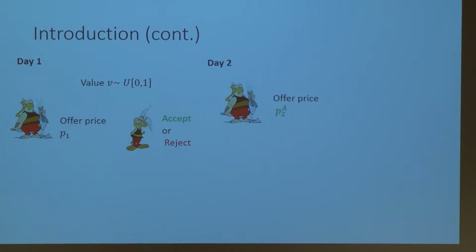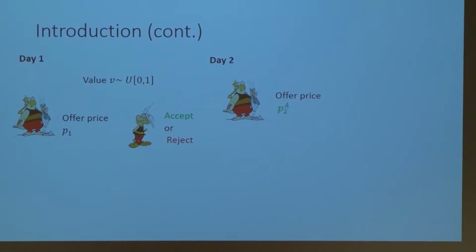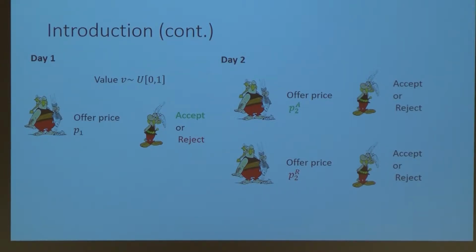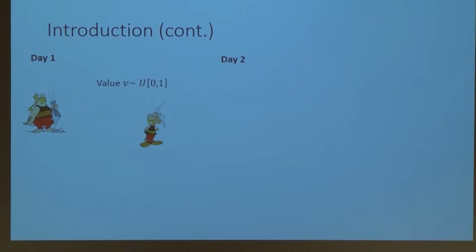Then the next day, the seller has an additional item to sell. Based on the decision of the buyer in day 1, they will choose a price P2 of A, and then the buyer will either accept or reject. In the case of reject, they may choose a different price, and again the buyer will either accept or reject. So the buyer is interested in 1 item per round, and the seller produces 1 item per round at 0 cost. So how will that game play out?